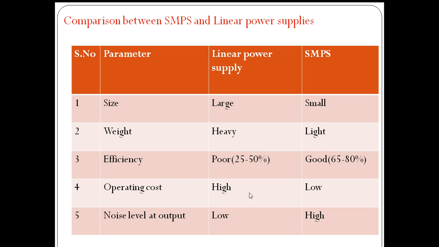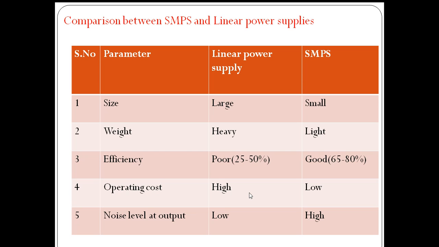So in parameter size, the linear power supply size will be very large and SMPS will be small. Coming to weight, linear power supply has all the disadvantages, so weight will be very high. In SMPS, it will be small, and efficiency is comparatively good in SMPS, around 65 to 80%, and efficiency of linear power supply is poor.